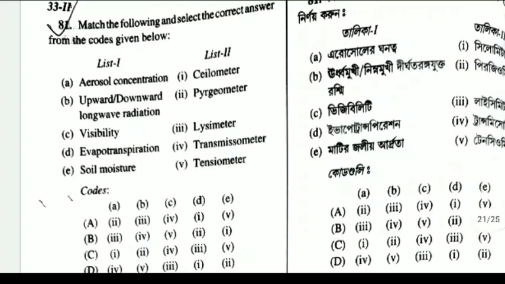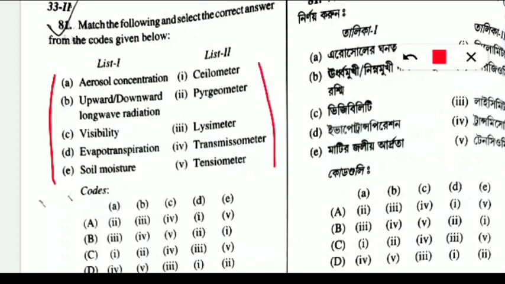Question 81 is a match the following. Here you have to match all these with the correct options. I will not take much time here. I will tell you which instruments are used for which techniques. So for question number 81, what will be the correct option? First you have to measure visibility. If you know what visibility is, or you can take evapotranspiration, you can match with the correct option.